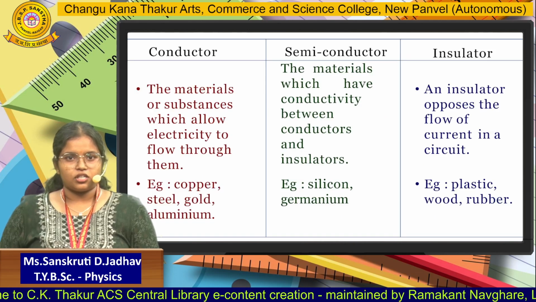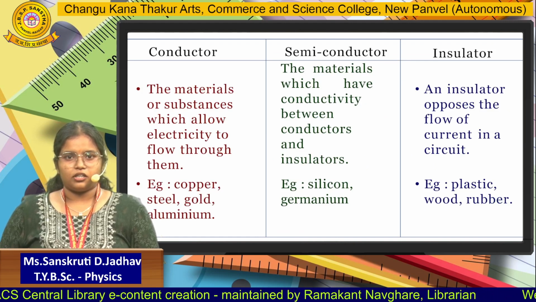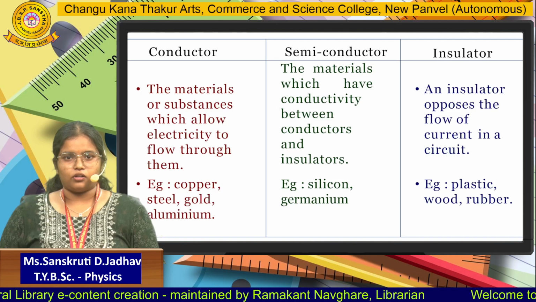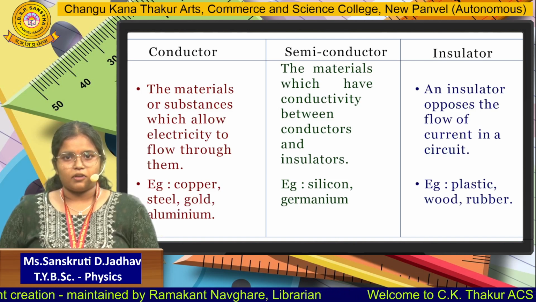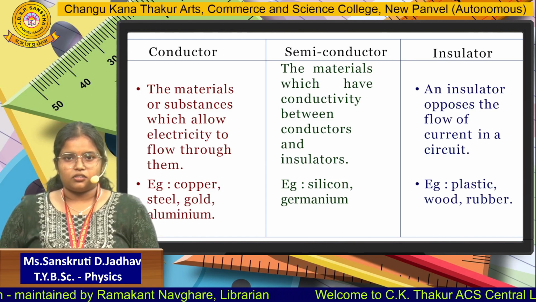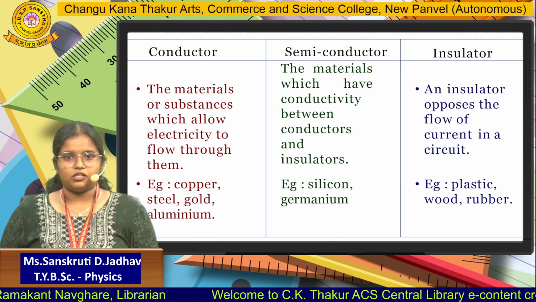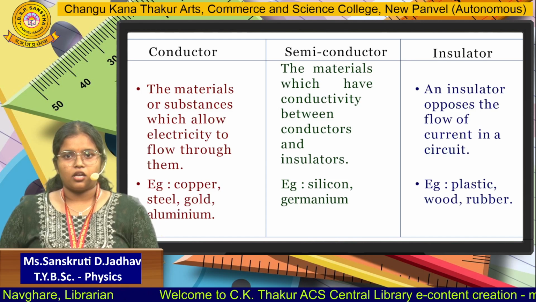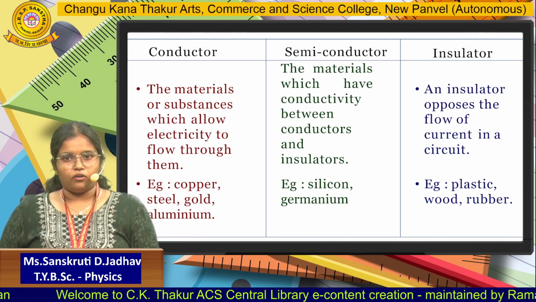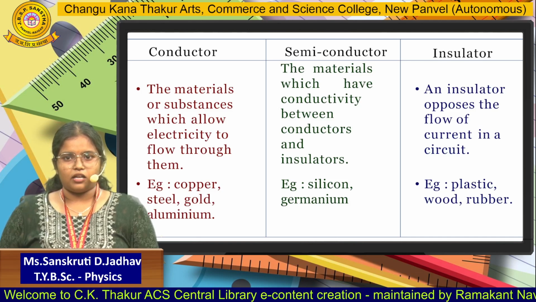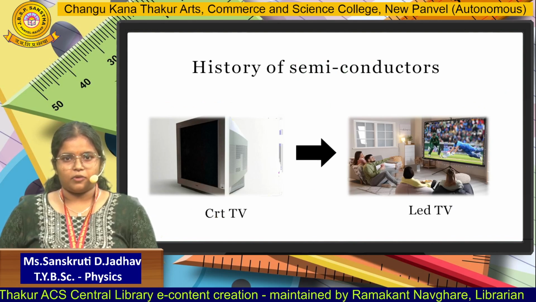Now let us differentiate conductor, semiconductor and insulator. Conductors are the materials which allow the flow of electrons. Example, copper, steel, gold, aluminium. Semiconductors are the materials which have conductivity between conductors and insulators. Example, silicon and germanium. Insulators are the materials which oppose the flow of electrons. Example, plastic, wood, rubber. Let us study the history of semiconductors.